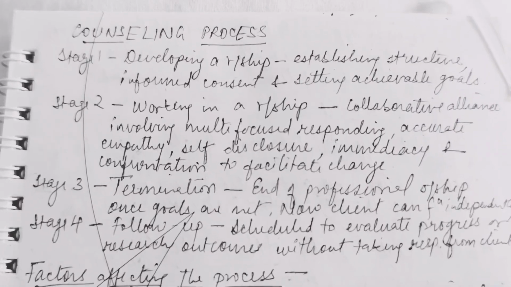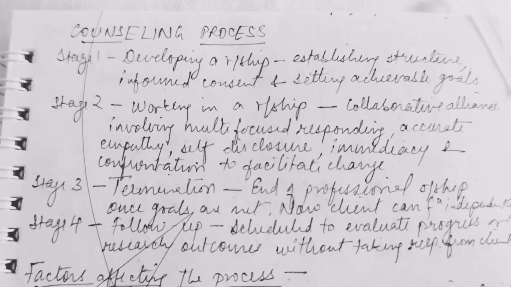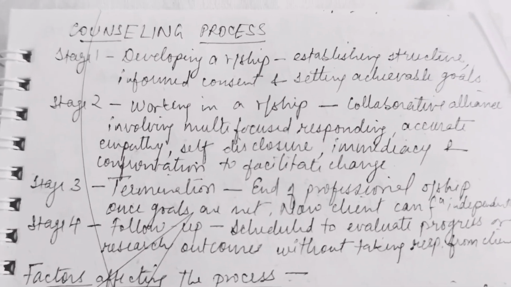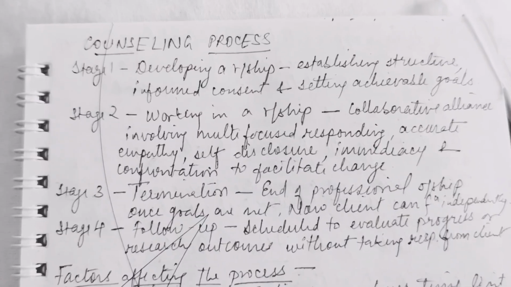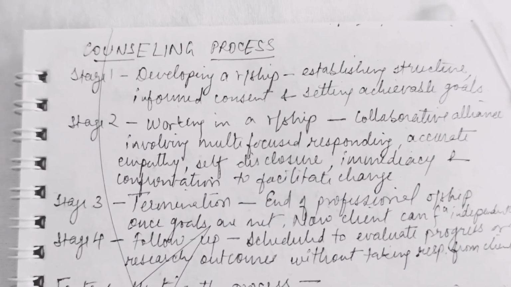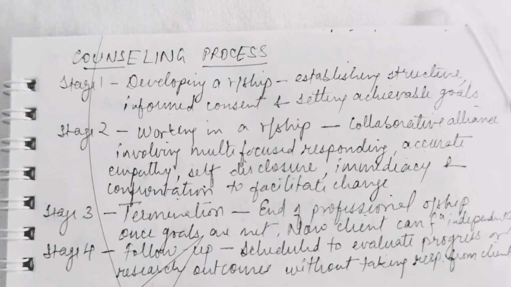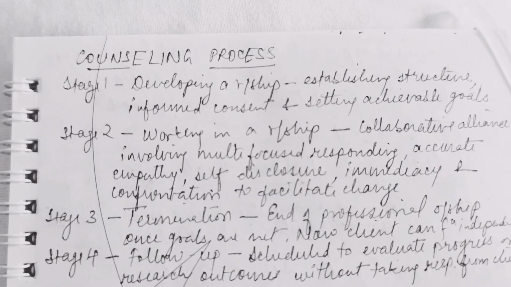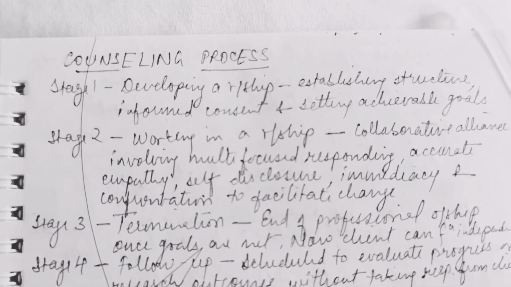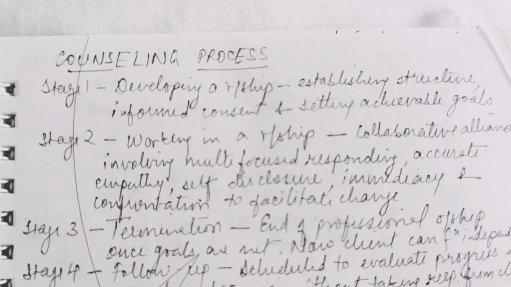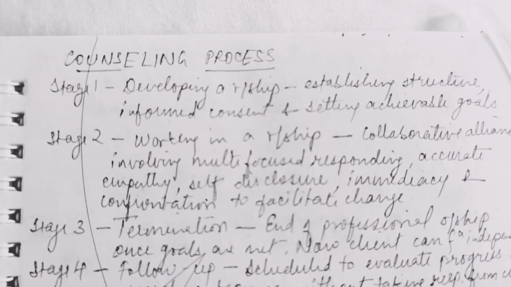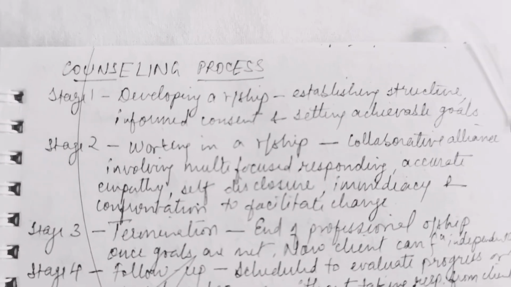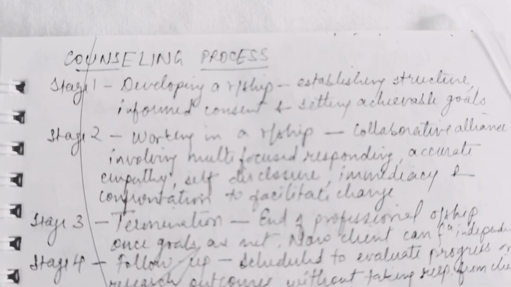So, a basic counseling process will be divided into 4 stages. Stage 1 is about developing a relationship with the client. So, in this stage, we try to develop a relationship with the client, and we also try to clarify certain things like what is going to be the structure of the counseling process. We need to decide upon certain things, as in the time, the fees. We need to decide upon the achievable goals, the settings into which the counseling process will happen, as well as we also take the informed consent of the client.